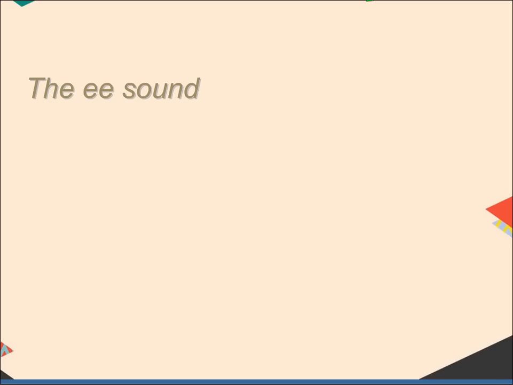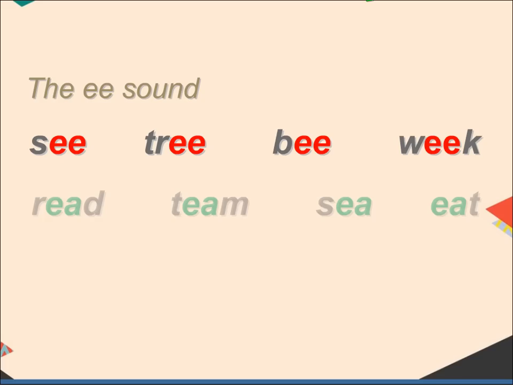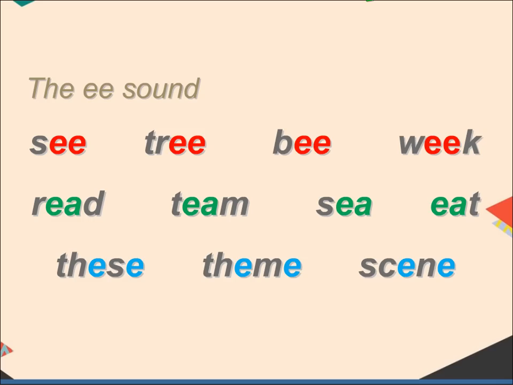We're going to now look at some examples of long vowel sounds and ways that you can practice them with your students. The E sound, as in see, tree, be, week, also the alternative spelling, read, team, sea, eat, and the split digraph, these, theme, and seem. Just to give you examples, of course, some of these words you may not use with your students, but we are working all the way through primary. So at the end of primary, probably children will have seen all of these words.